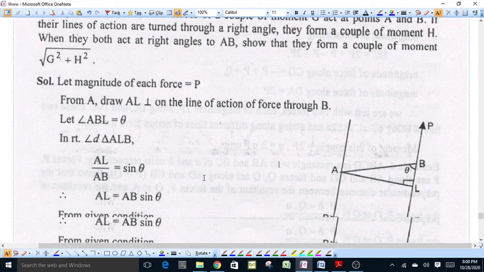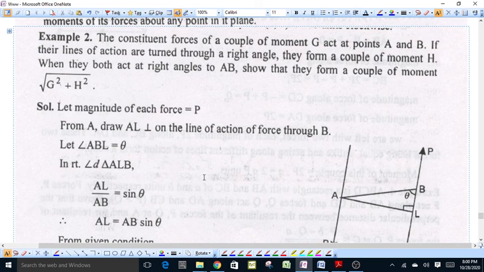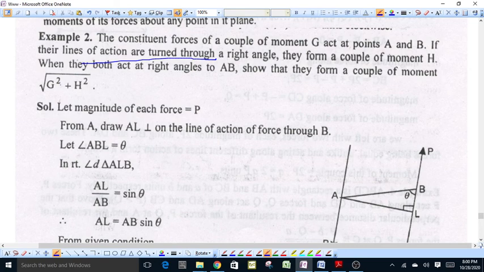See this example. The constituent forces of a couple of moment G act at points A and B. If their lines of action are turned through a right angle, they form a couple of moment H. When they both act at right angles to AB, show that they form a couple of moment under root G square plus H square.